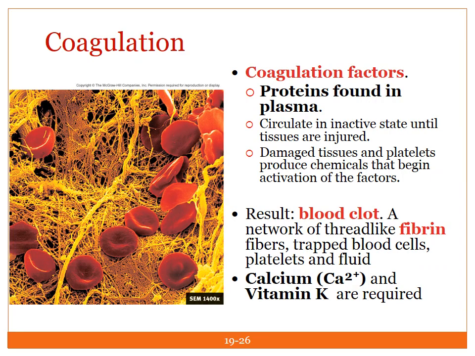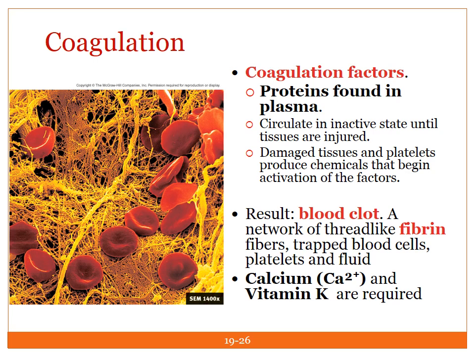Looking at these coagulation factors that we have present in our blood, these are proteins that are in the plasma. They're always there, and they're circulating in an inactive state until there's damage of some sort to blood vessels or to tissues. And then the platelets or the damaged tissue cells will release the chemicals that will initiate this cascading series of events involving these coagulation proteins to create a clot.